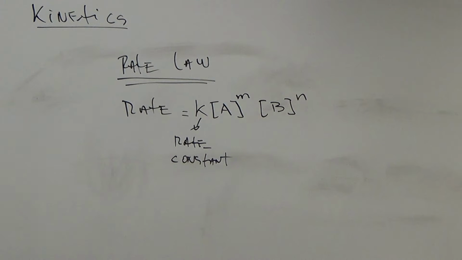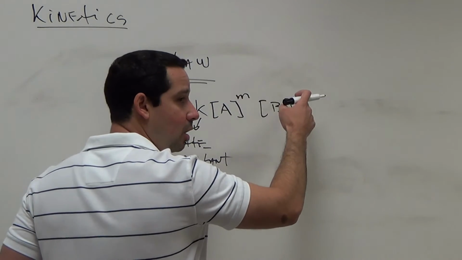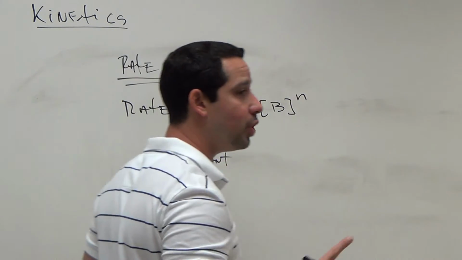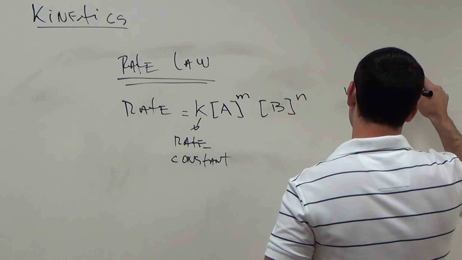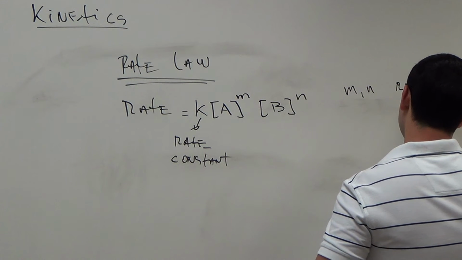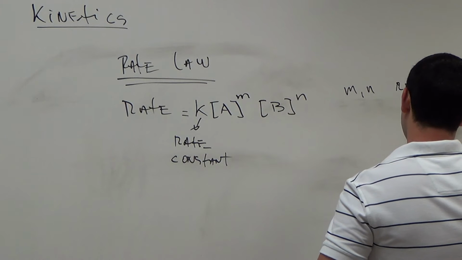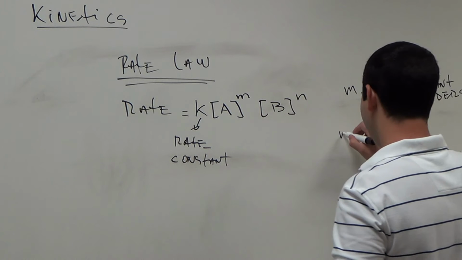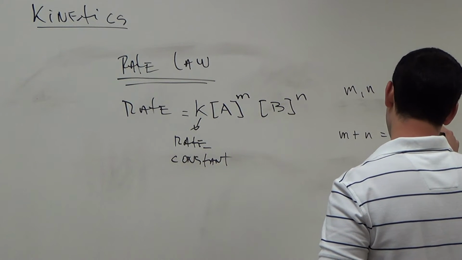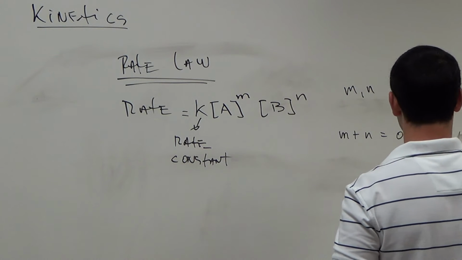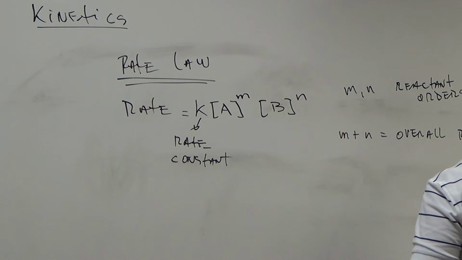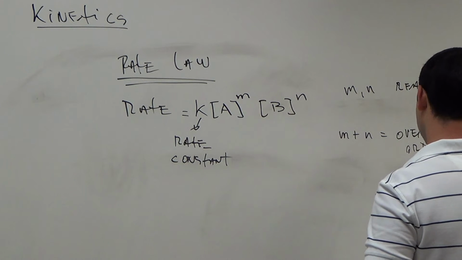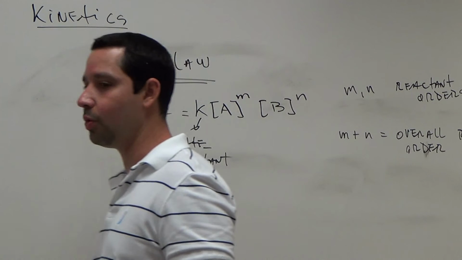Does this have to be M and N? Can this be X and Y? Yes. There's Z and W. Whatever, it could be whatever it is. They are unknowns, and they're called reactant orders. The addition of M plus N is called overall reaction order.